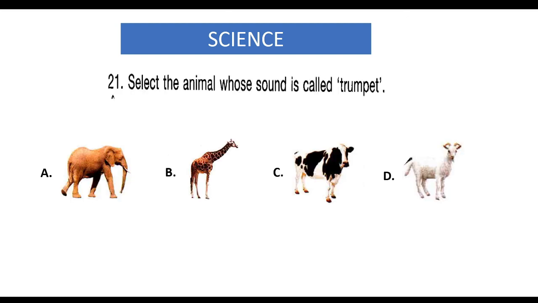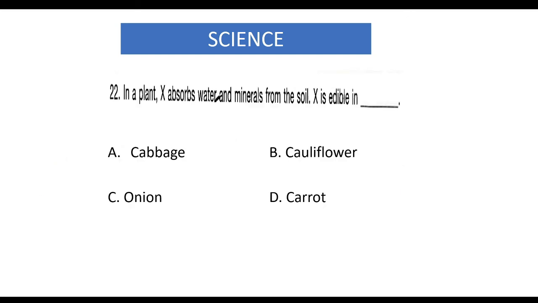Question 21. Select the animal whose sound is called trumpet. So we have 4 options given. We have 4 big animals given. Find the right answer. So the right answer for question 21 is option A. Elephant sound is called as trumpet. Question 22. In a plant, X absorbs water and minerals from the soil. X is edible in dash. So the right answer for question 22 is carrot.